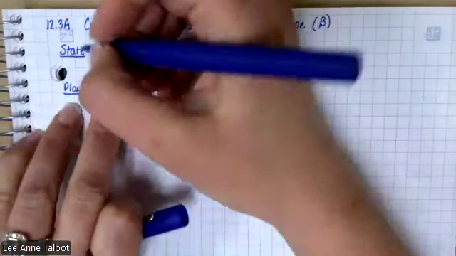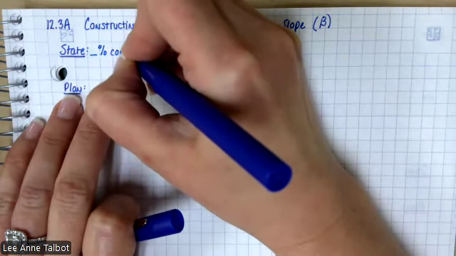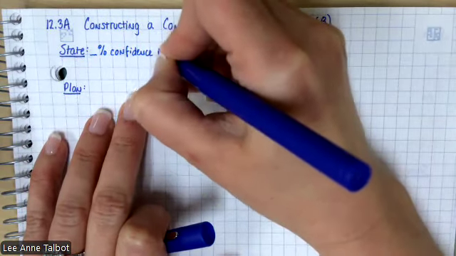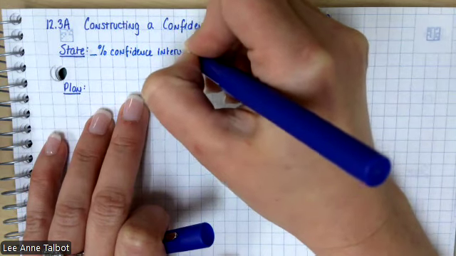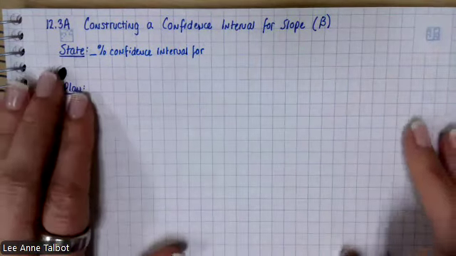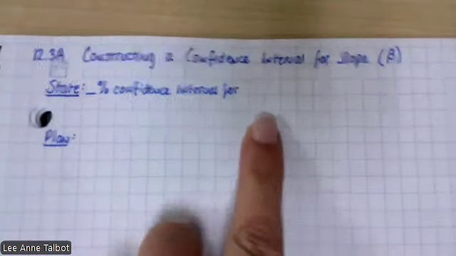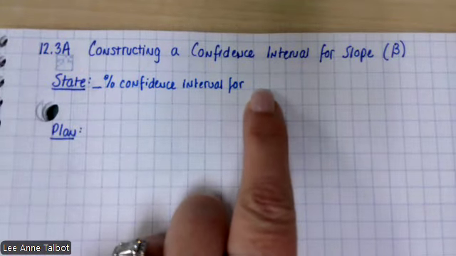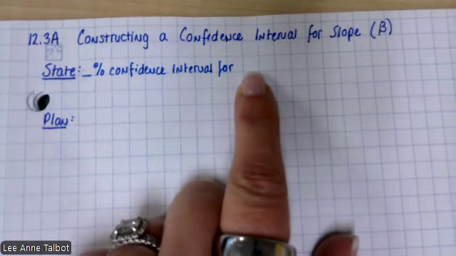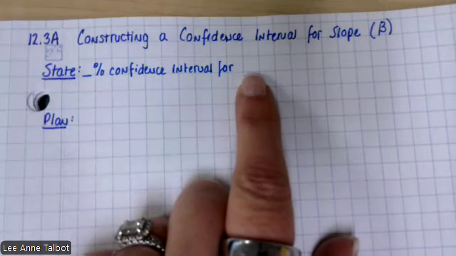Beautiful. Okay, blank percent confidence interval for. Okay, now what are some things that we have in the past put here? Not for this lesson, you don't know what goes there yet, but for p equals the true proportion, for mu equals the true mean.